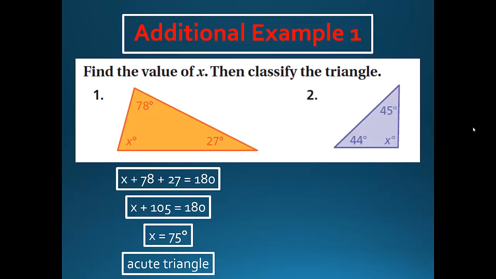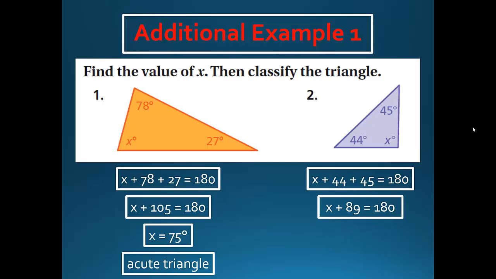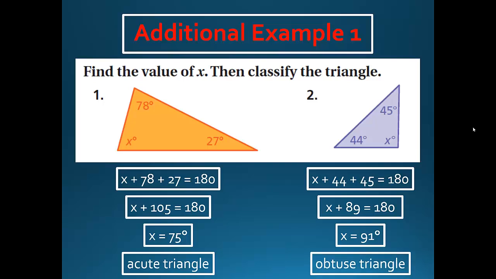For number 2, we're going to add our 3 angle measures. So we're going to have x plus 44 plus 45, and then we're going to set that equal to 180. Now we're going to solve our equation. So 44 plus 45 is 89. So we're going to have x plus 89 equals 180. Now we'll subtract 89 on each side, so x equals 91 degrees. This triangle has an obtuse angle, so it is an obtuse triangle.